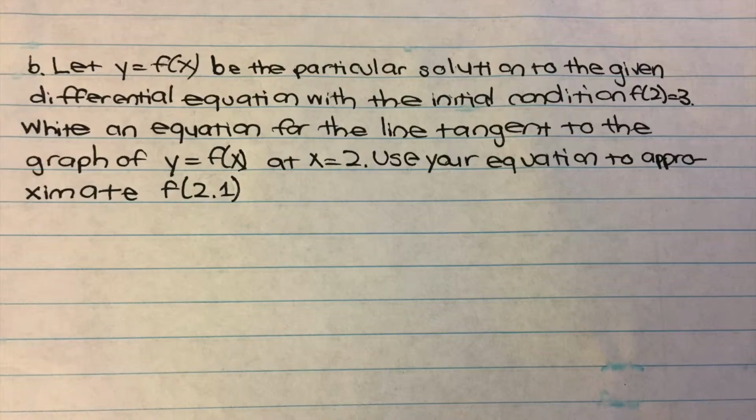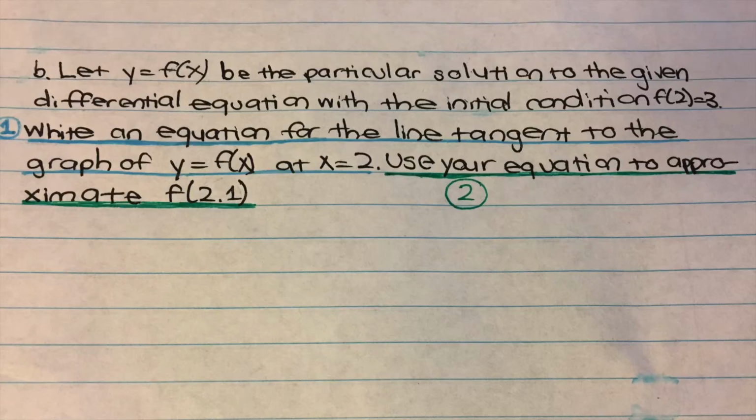Part B states, let y equals f of x be the particular solution to the given differential equation with the initial condition f of 2 equals 3. Write an equation for the line tangent to the graph of y equals f of x at x equals 2. Use your equation to approximate f of 2.1. So this part is slightly more complex than part A and asks for 2 different answers, one being an equation for the tangent line for the graph at x equals 2, and the other asking you to use the equation you generated to approximate the y value produced when x equals 2.1.